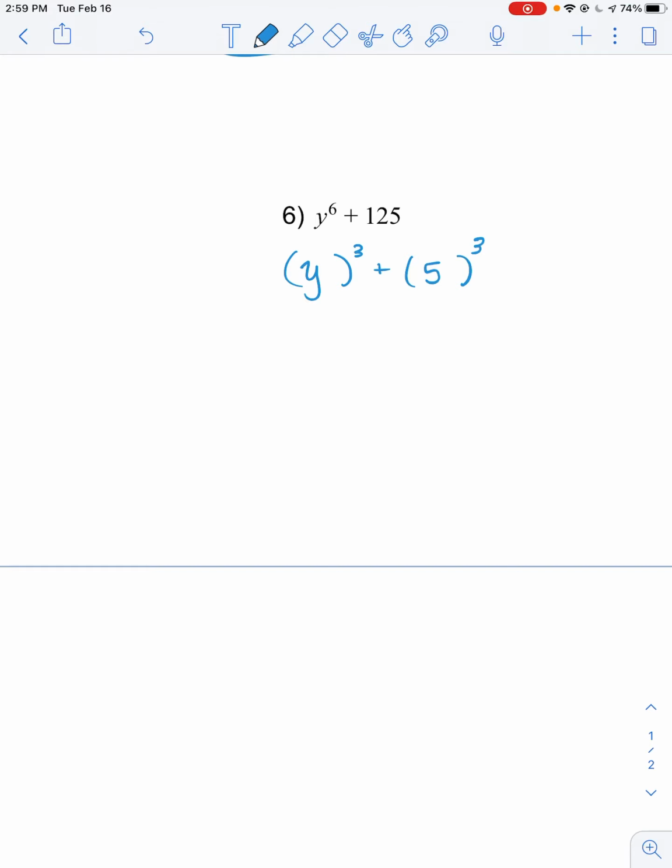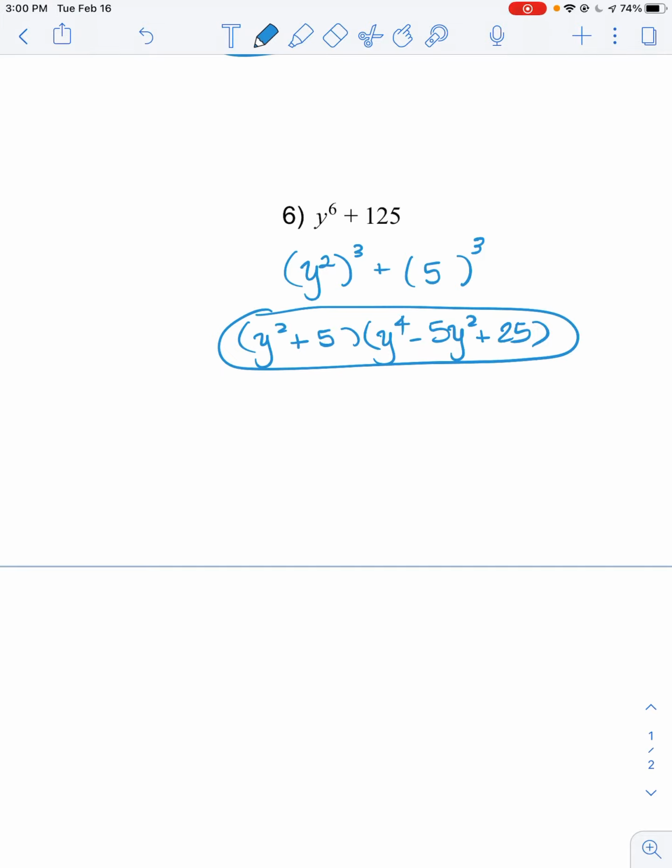What's being cubed here? Well, it's y squared being cubed, because 2 times 3 is 6, so using that property of exponents, I would get y to the 6th. This is the one where I just repeat the pattern, bring that y squared and 5 directly down. Then I square the first, square the last, and then multiply them together, swap the signs, and I have the factored form of number 6.